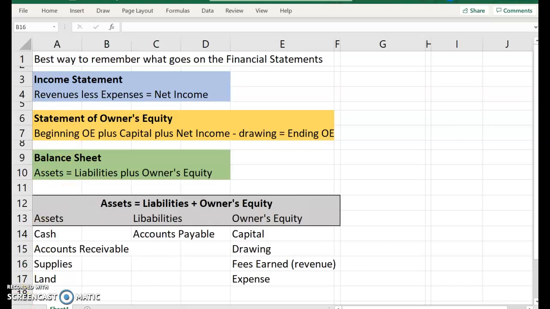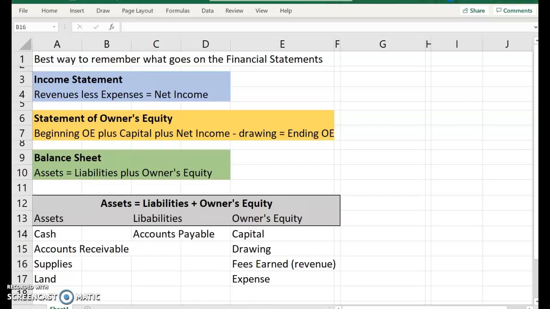So an income statement tells you how much income you have. Income is revenue minus expenses. Everything you earn minus everything that you spend in that period. That means everything you spent towards earning that revenue. So I don't have to remember that it's fees earned minus rent expense, minus salaries expense, minus miscellaneous expense, minus advertising expense.